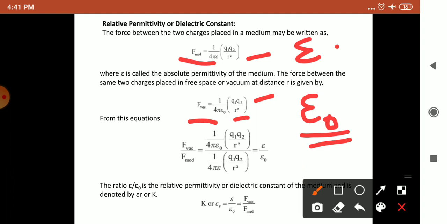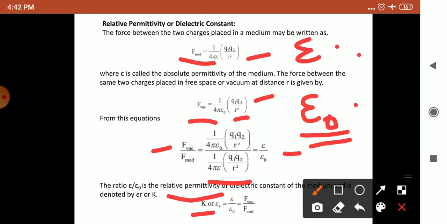So comparing these two equations, we will get F vacuum upon F medium equal to 1 upon 4 pi epsilon 0 Q1 Q2 upon R square divided by 1 upon 4 pi epsilon Q1 Q2 upon R square, which will give the ratio epsilon upon epsilon 0, which is the relative permittivity. This gives the relation between two mediums, that is medium and vacuum.